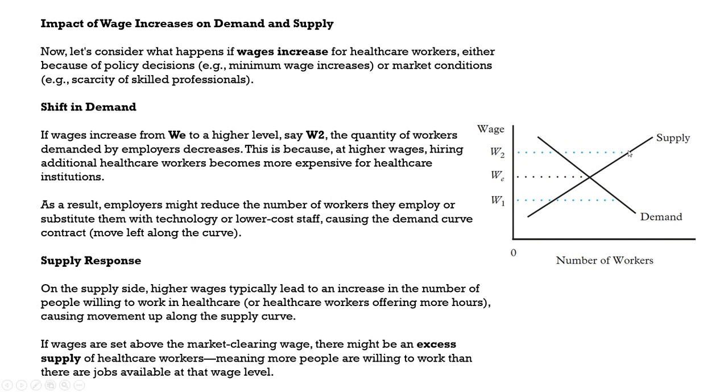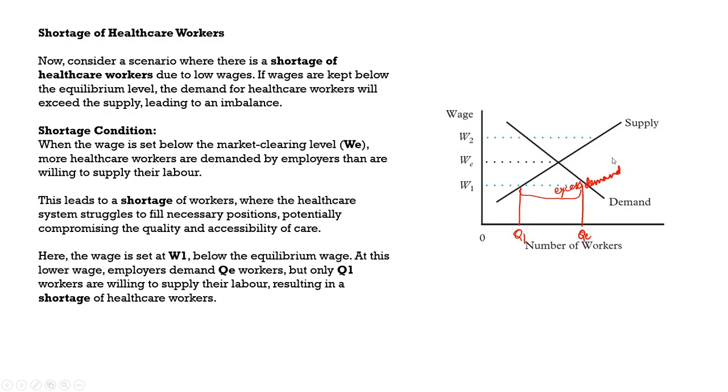Meaning, when there is an excess supply, it basically means that more people are willing to work than there are jobs available at that wage level. Similarly, we can also think of a shortage of healthcare workers. We can consider a scenario where there is a shortage of healthcare workers due to low wages. If wages are kept below the equilibrium level, demand for healthcare workers will exceed the supply, leading to an imbalance in the form of excess demand or shortage of healthcare workers.